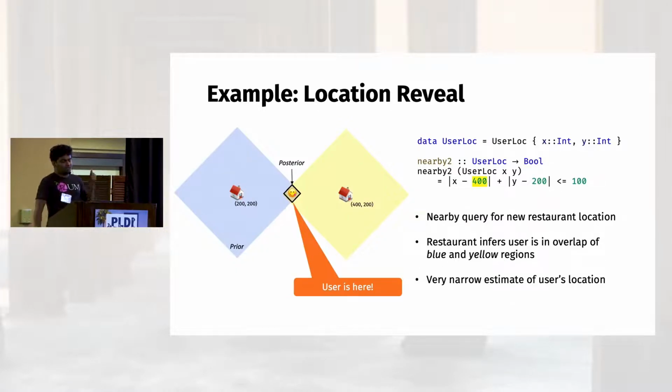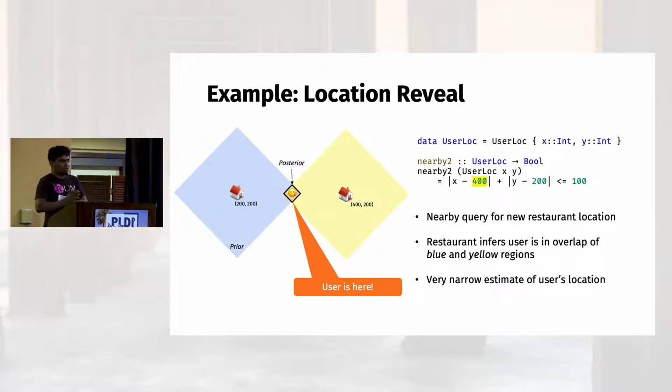Now, the same restaurant has a different location because it's a chain, and now it's sending out another query by changing the location. Let's say now this new location is like 400, 200. And since the restaurant already evolved the knowledge to this blue diamond, now running this new query nearby 2, which is checking for 400, 200 locations closeness, you can see if you intersect those two knowledge, it's very clear the user is in the tiny diamond, right?